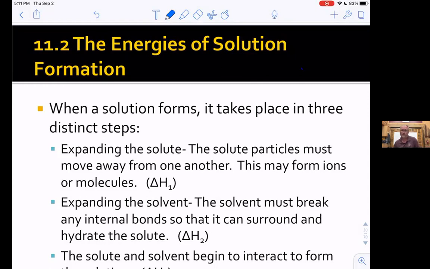You never think about that. You're like, oh, you give off heat. That means exothermic. It means it's a negative delta H value. It doesn't work that way. If you have to put energy into something, it's actually a positive delta H value.